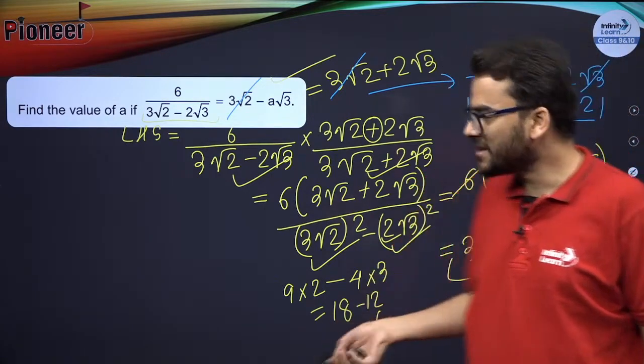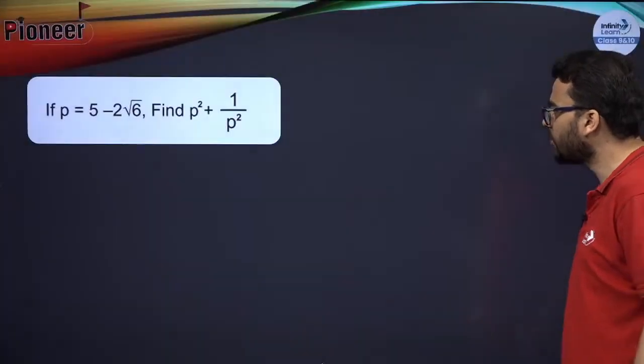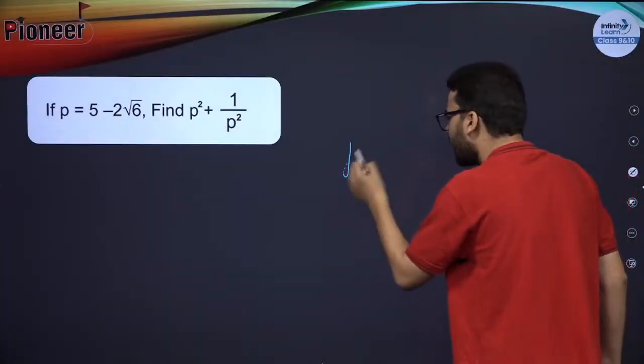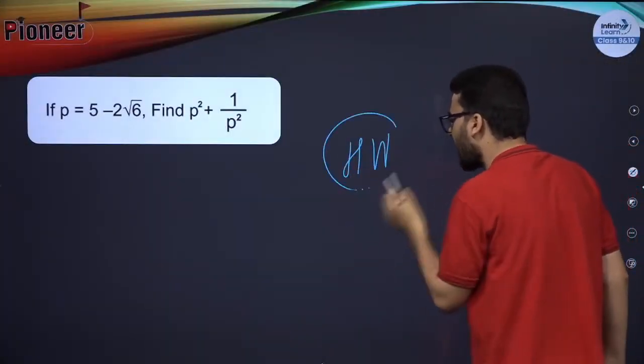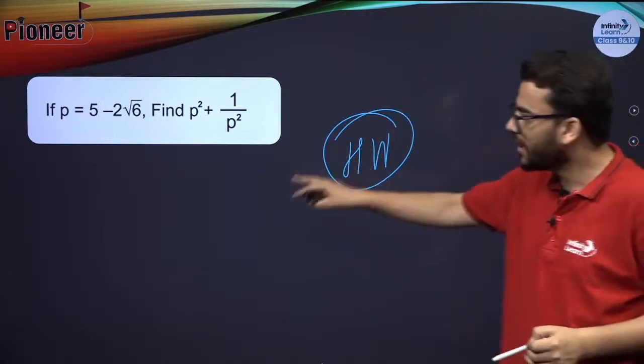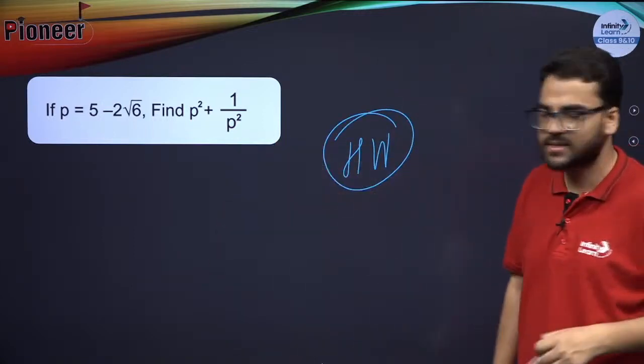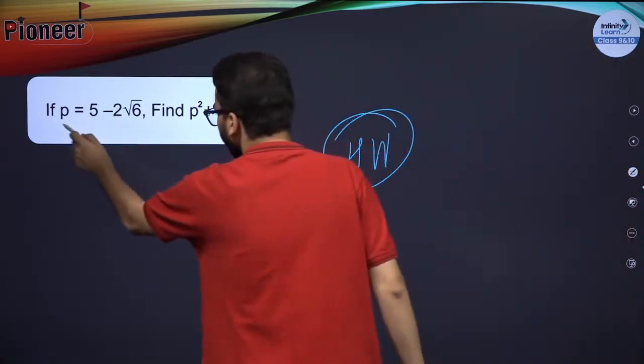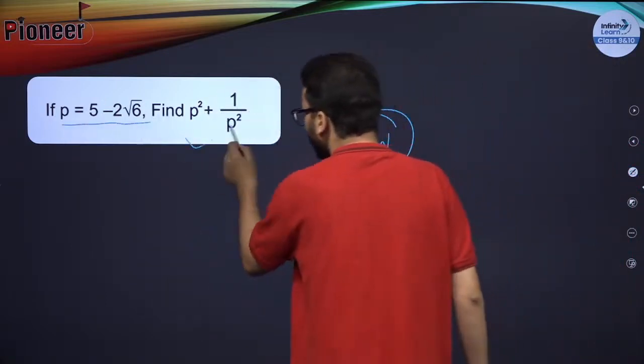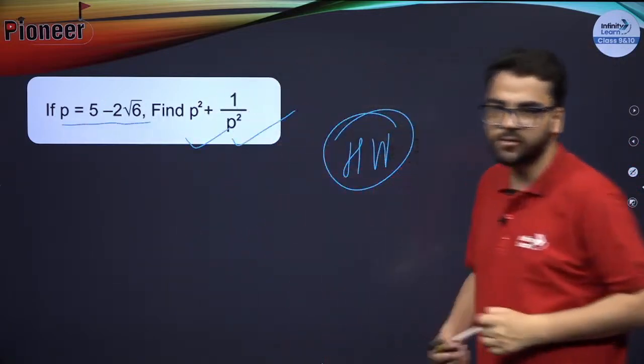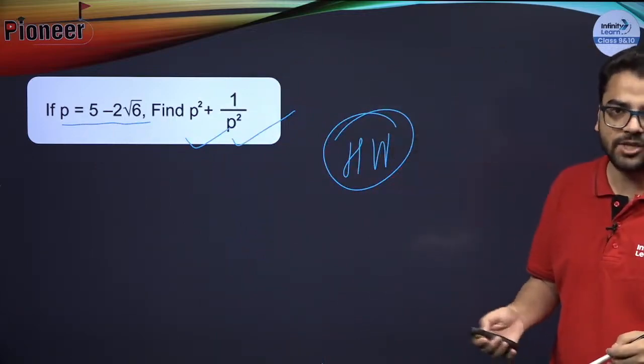Okay. So basically one question I am giving you, try doing this and you have to comment the answer in the comment section after this session. It is a similar question. P is given to be 5 minus 2 root 6. You have to find the value of P square plus 1 by P square. And I'll explain that in the next session as well.